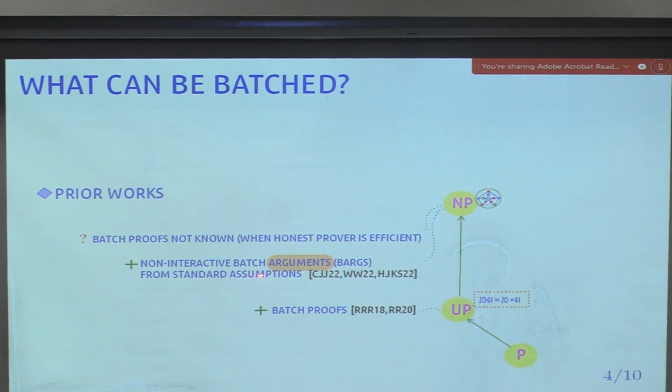But interactive batch arguments for NP? Not that I'm aware of. There's Kilian's protocol, and it's succinct, so it's a SNARG. Snargs imply BARGs. Is there a difference between batch proofs and batch arguments? In batch arguments, the soundness holds under computational assumptions. So batch proofs are stronger.